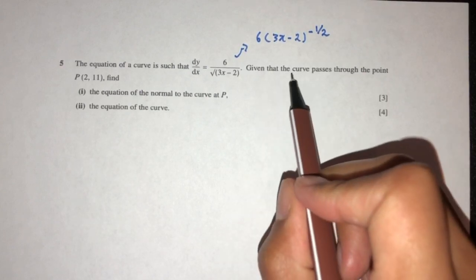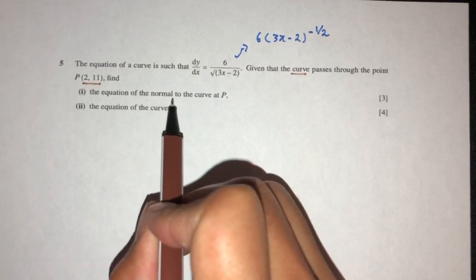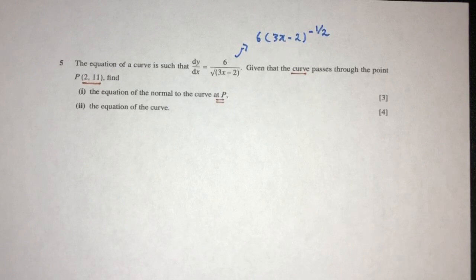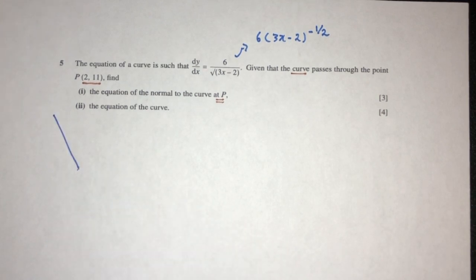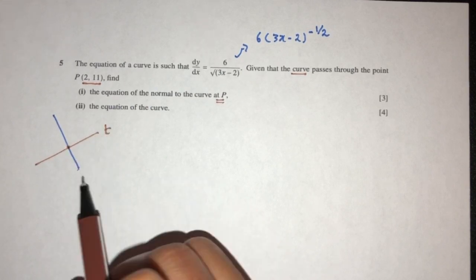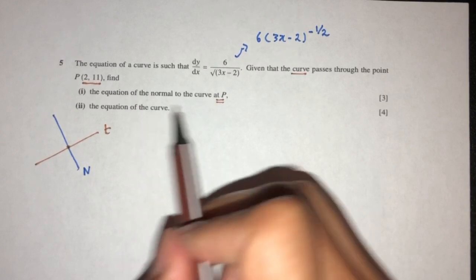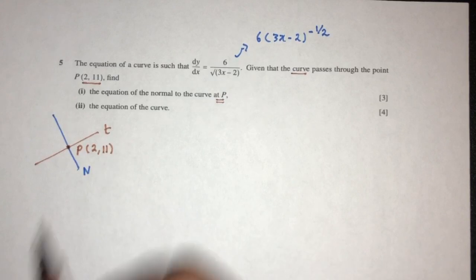Now given that the curve passes through this point P, we have to find the equation of the normal to the curve at P. So again, pretty easy. We know that the normal is a straight line. Something we know about the normal is that it is a line which is perpendicular to the tangent at the point P. P is the point given to you as (2, 11). Now we know they are perpendicular to each other.